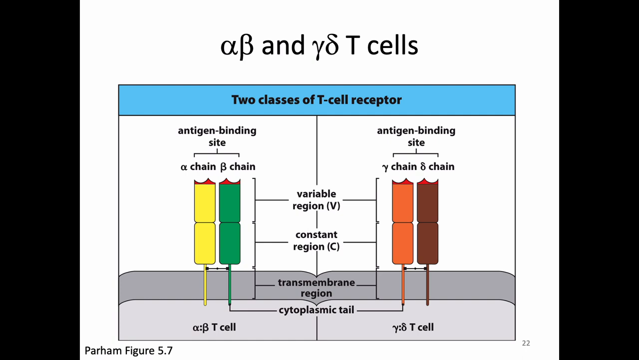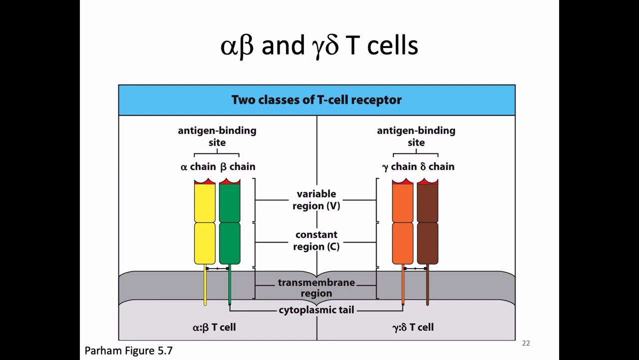And so because there are in fact these four options for the chains, alpha, beta, gamma, and delta, there's an additional complication of TCR rearrangement that comes up, which is in how the cell is choosing alpha beta versus gamma delta.